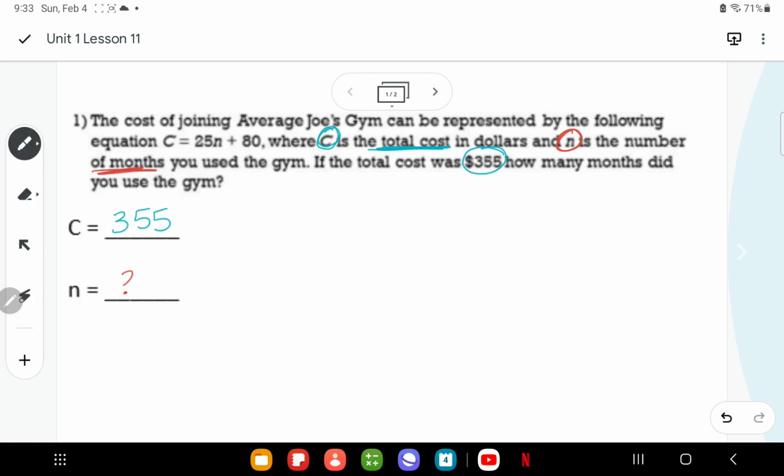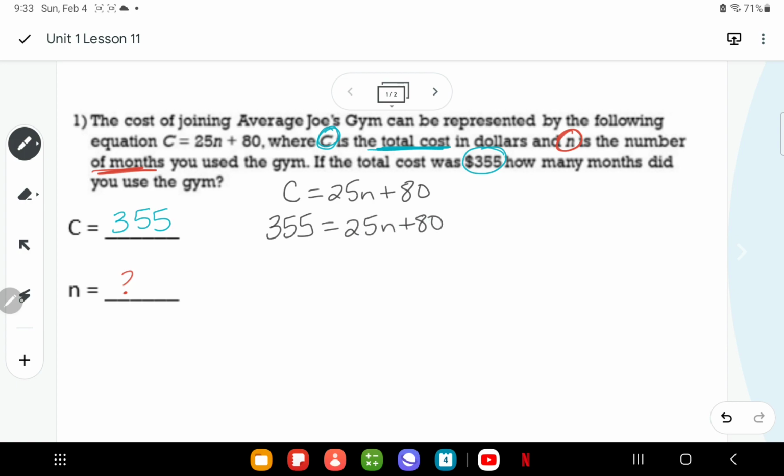So now we're going to write out our equation. We always start with the equation that we're given. So 25N plus 80. And the main problem people have here is taking this number and figuring out where to put it. Is this 355 a cost? Or is it the number of months? Obviously, here it's not so bad. It's got a dollar sign. That tells us that this is going to be my cost. So I'm putting this 355 instead of where that C is.